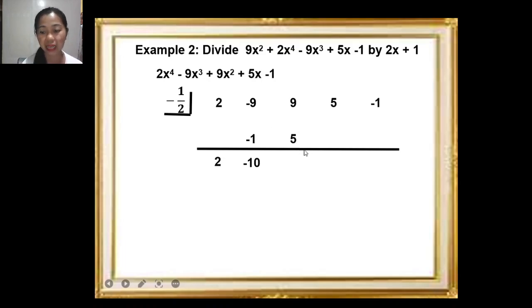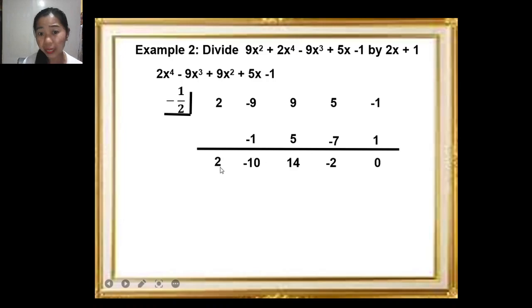Then, add 9 and 5, 14. 14 times negative 1/2 is negative 7. Then, add 5 and negative 7, we have negative 2. Then, negative 2 times negative 1/2 is positive 1. Then, add 1 and negative 1 gives us 0.